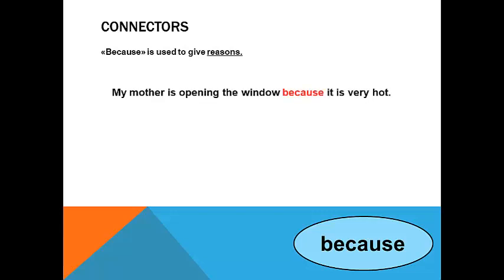And here we have the connector because. The connector because is used to give reasons. ¿Para qué utilizamos el connector because? Básicamente para entregar o demostrar razones acerca de una idea o situación. So the example says, my mother is opening the window because it is very hot.